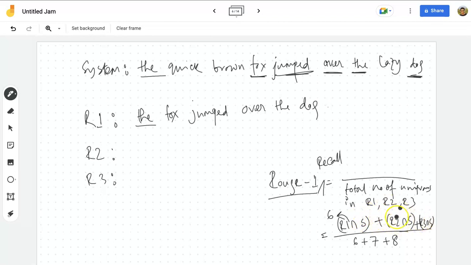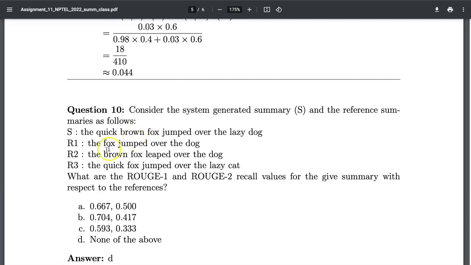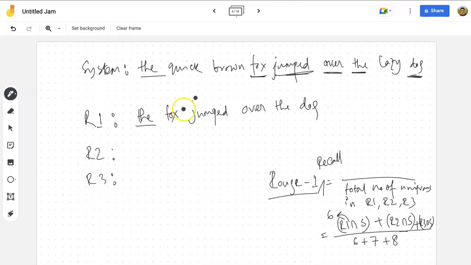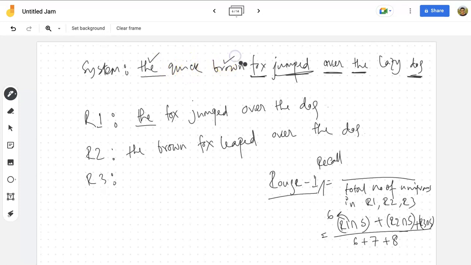Okay, second, the intersection with the second reference. What is the second reference? The brown fox leaped over the dog. Now check. I'm just writing tick here. The is there. Brown is there. Fox is there, jump is not there, over is there, the is there, dog is there. So 1, 2, 3, 4, 5, 6. Here also it is 6.